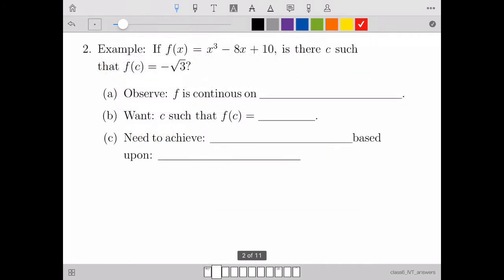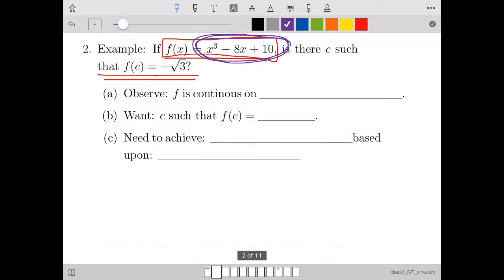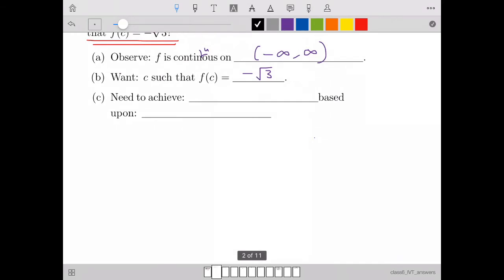So for example, if f of x equals this function, is there c such that f of c equals minus square root of 3? We want to do this analytically, that is, without drawing the graphs. This is a polynomial, which is continuous everywhere. So observe that f is continuous everywhere, so on the interval minus infinity, infinity. We want c such that f of c equals minus square root of 3. So we need to achieve this based upon the intermediate value theorem.